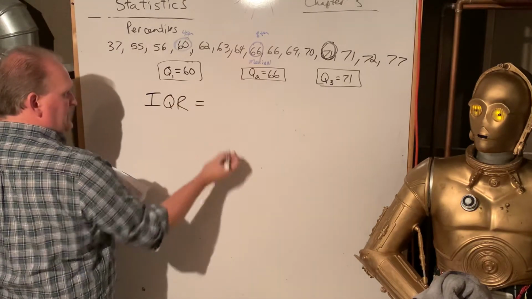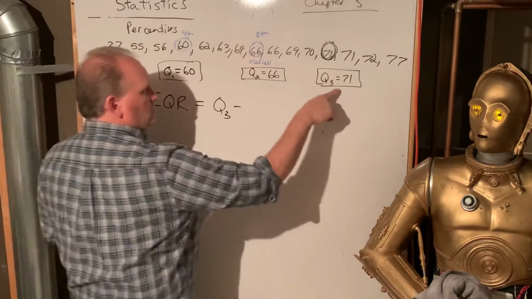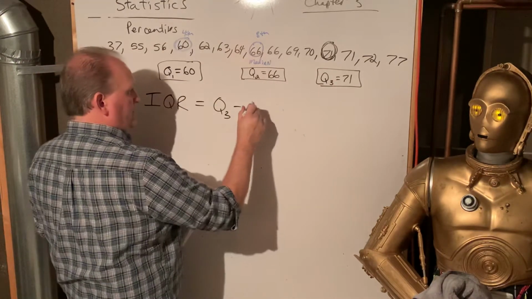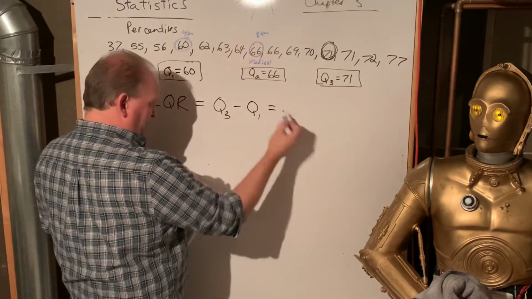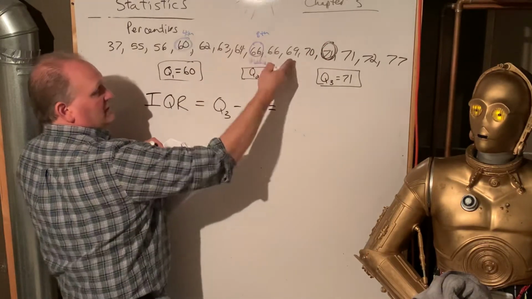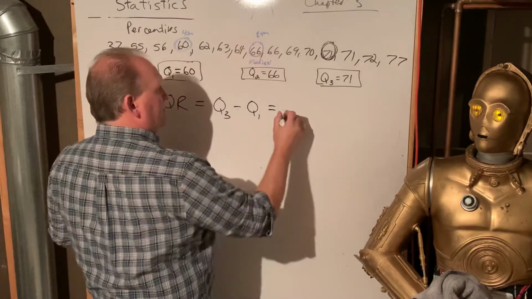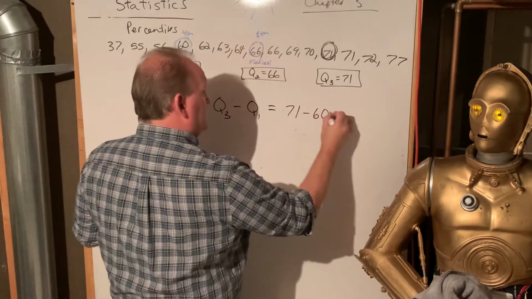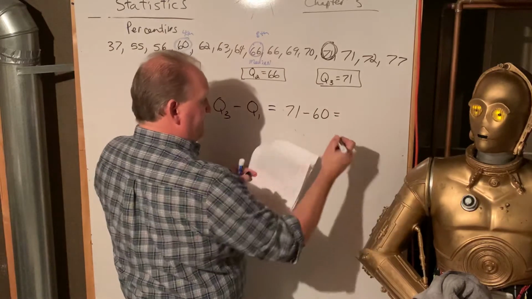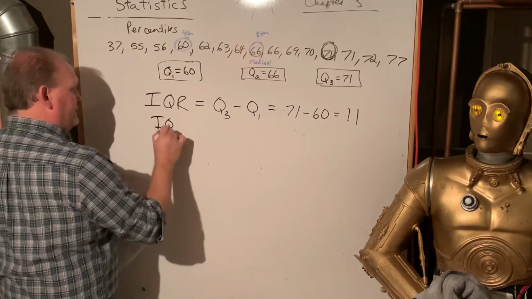To find the IQR, you're just subtracting the first quartile from the third quartile. And that's the middle 50%, if you think about it, right? You can see it right here broken up. So that's the middle 50%. So we've got 71 minus 60 is 11. So the IQR is 11.